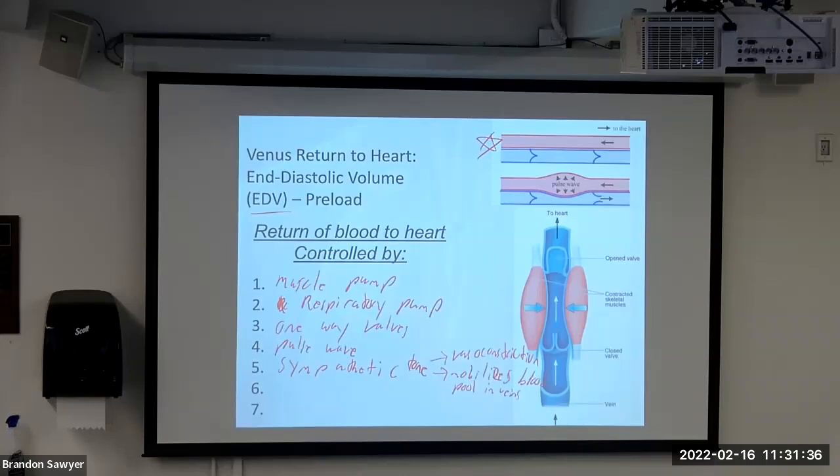Okay, and then we've got two other things that are affecting venous return. One would be our body position, and another one would be something called the Valsalva maneuver.